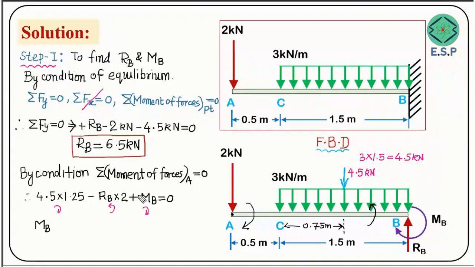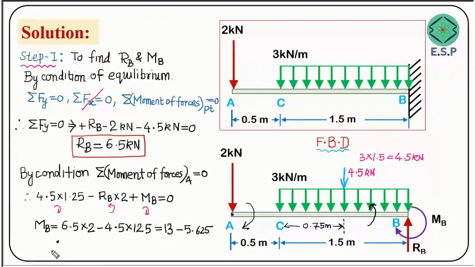So we'll bring all these terms towards the right hand side. This RB value is 6.5, so I'll put that value. So 6.5 into 2, and this will become negative, so minus 4.5 into 1.25. So now if you simplify this, 6.5 into 2 is 13, and this is 5.625.